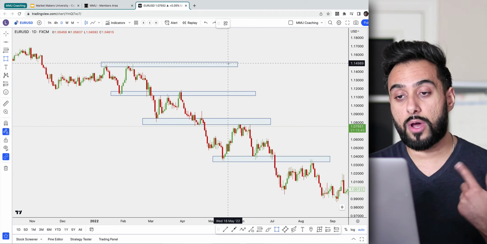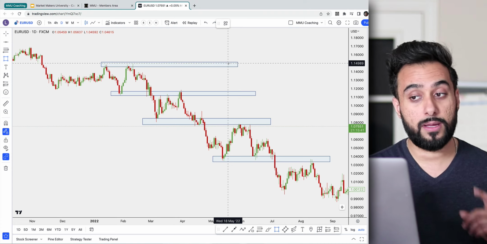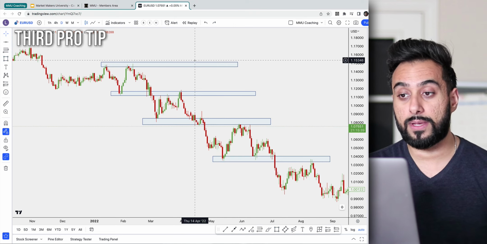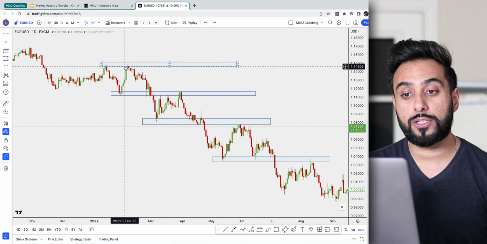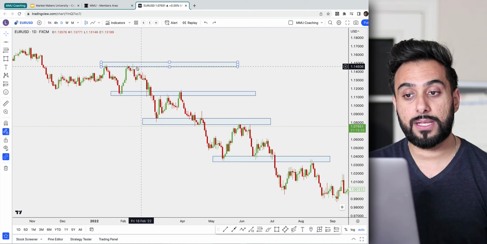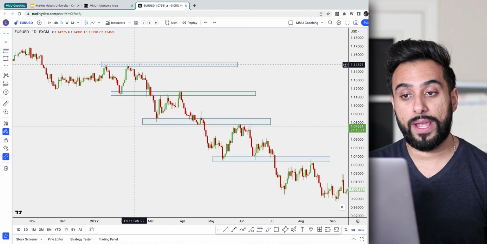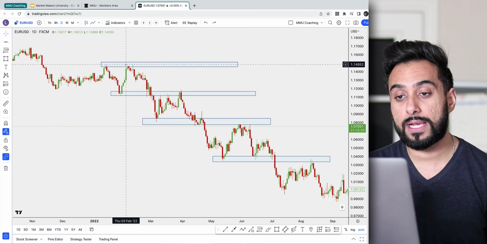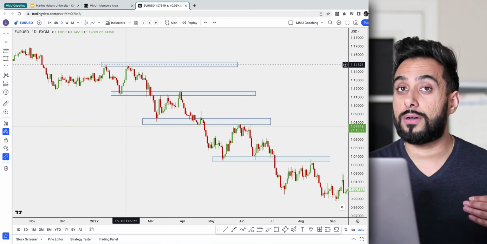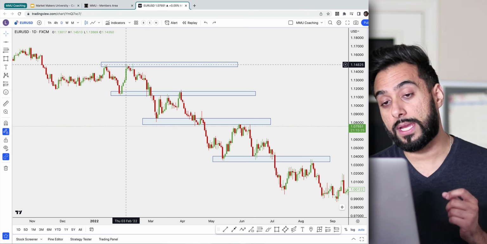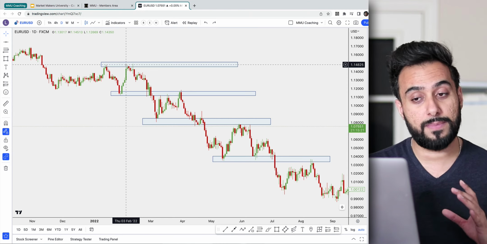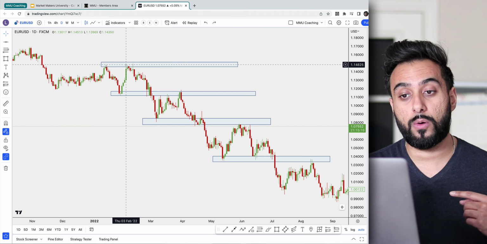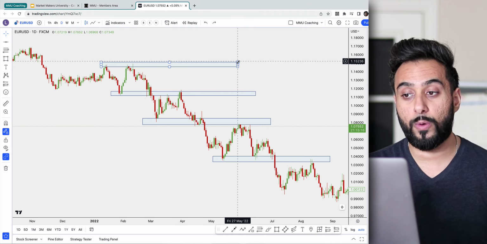Now, how to draw these zones, before I get into the criteria, the third tip I'm going to give you is how we draw these zones. We want to try to encapsulate all of the wicks, all of the areas where you see the wicks, and we also want to try to avoid as much of the bodies as possible. We want to try to capture or encapsulate as much wicks as we can.